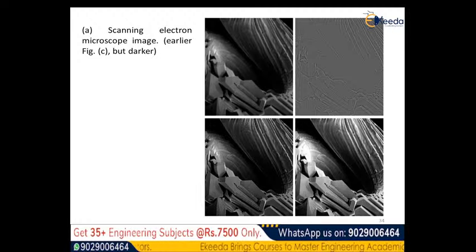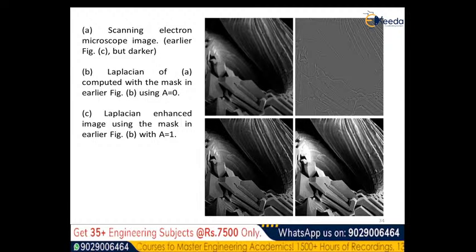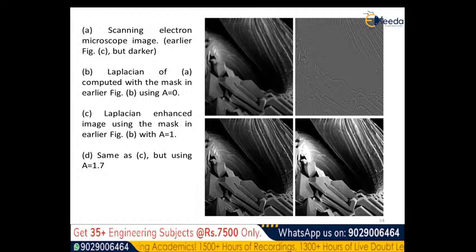The example is again for the same input image, the scanning electron microscope image, the Laplacian for the input image having A equal to 0. When we put the value of A equal to 1 and further 1.7, we see good visualization with more detail information in the image.